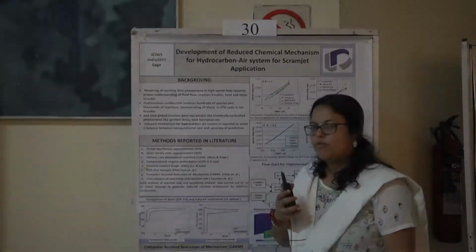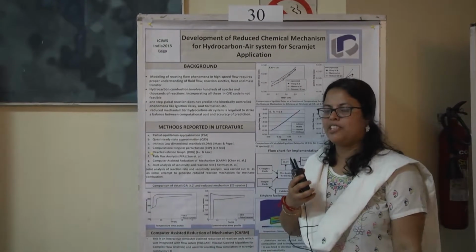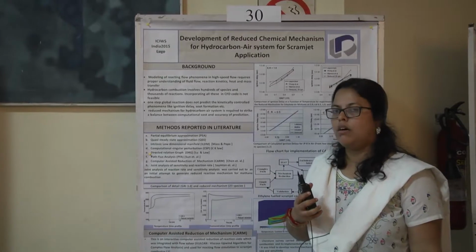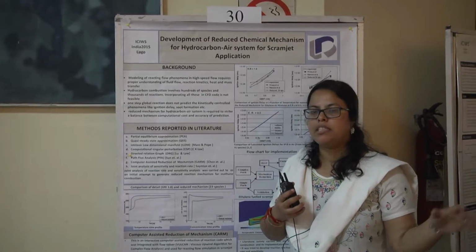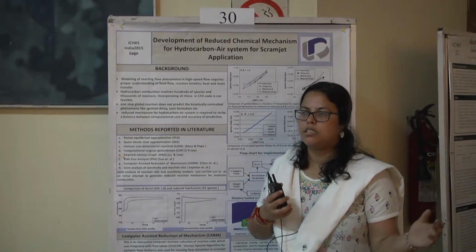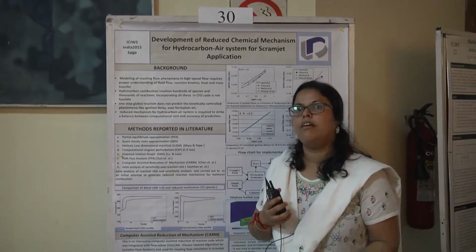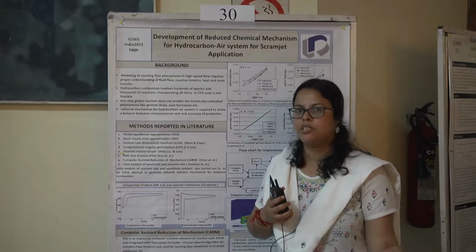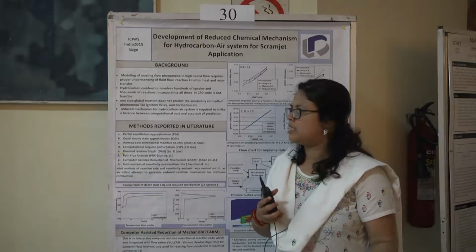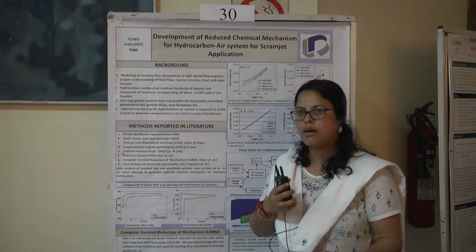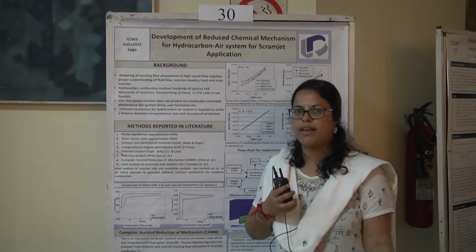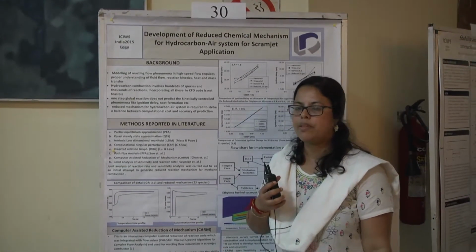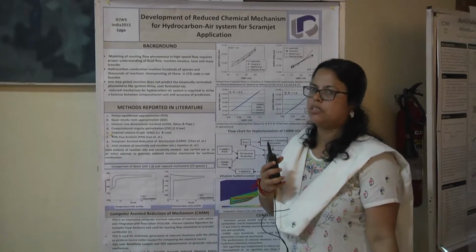Thank you. For high-speed flow simulation, we cannot only consider one-step global chemistry, because that is not accurate enough, and if we consider the detailed chemistry, it is computationally very costly. So we try to reduce the mechanism in order to strike a balance between accuracy and computational cost.